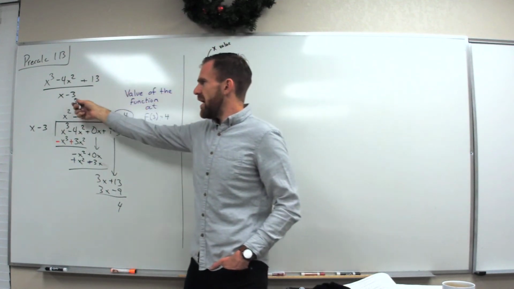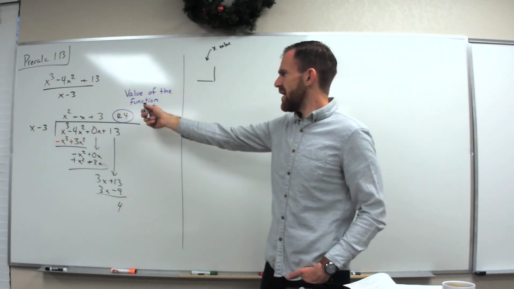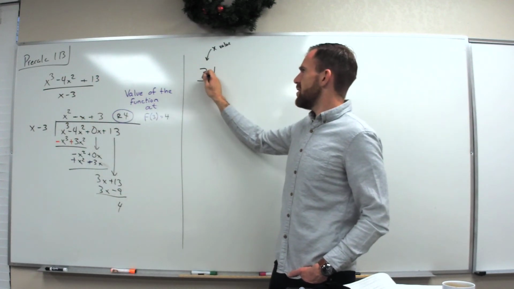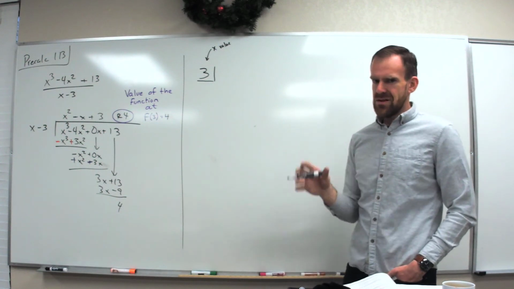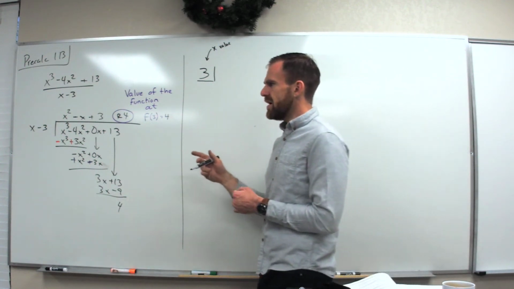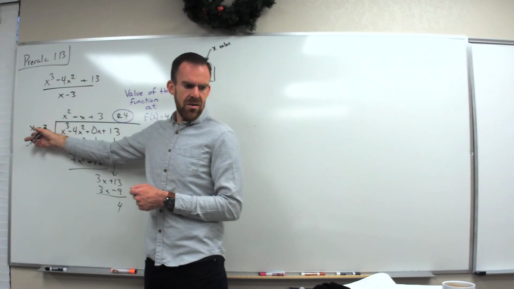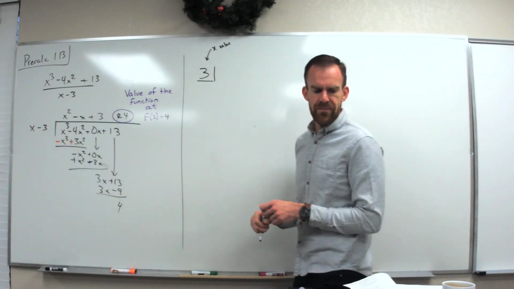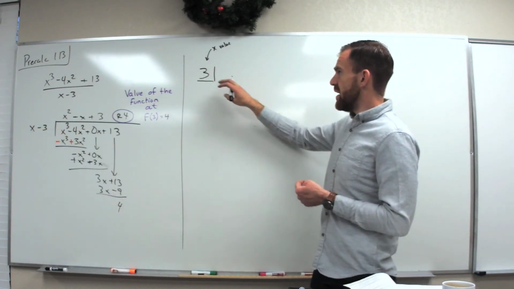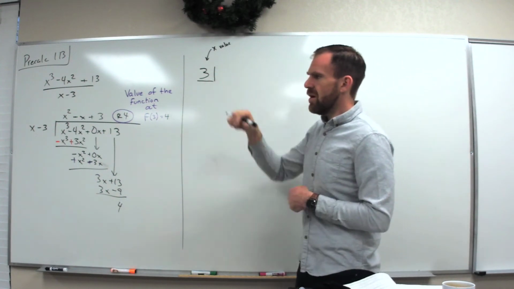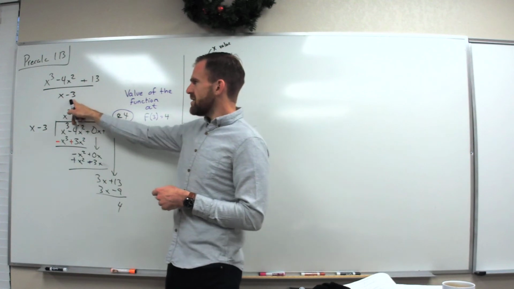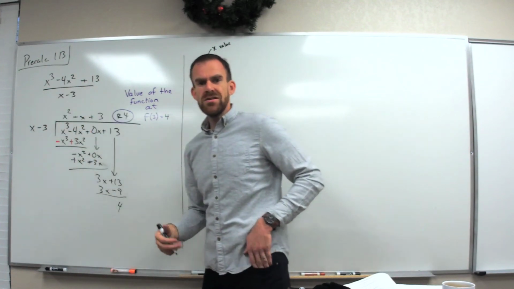So if I'm dividing by x minus 3, we already talked about the fact that the x value that I'm talking about is 3. It's a little confusing, I know, but if you were to plug in our numbers to make this 0, you would have to plug in 3. So x is 3. So my x value goes there. Then all my coefficients go up here. So I took my x value from the bottom, my coefficients go on top.